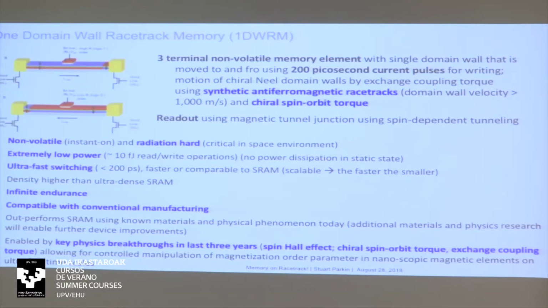We believe that's possible, but it's going to take a lot of engineering. Another very interesting possibility is we could build what I call one domain wall racetrack, where we have a very short wire, 100 nanometers long. We move a domain wall backwards and forwards with current. It moves at a kilometer per second. We detect it with an integrated tunneling junction.